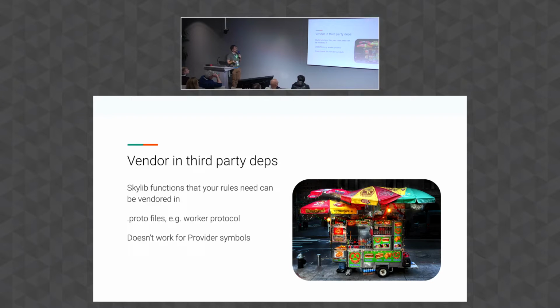Protocol buffers, like the worker protocol, is a good example for this. Obviously, you can't do this all the time. It's pretty limited. Providers have to come as symbols from the repository that it says. So if you make a copy of a Skylib file with a provider, it's not going to work.